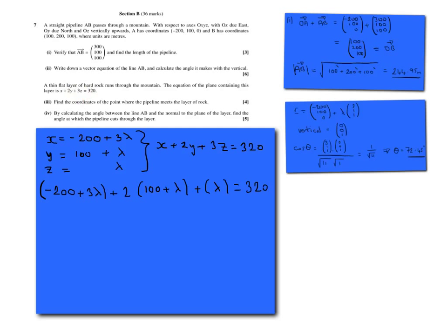This then simplifies to, and simplifying further gives, now that we have lambda, we can sub the 40, which is equal to lambda, back into our equation of the line, and this will give us the point of intersection.